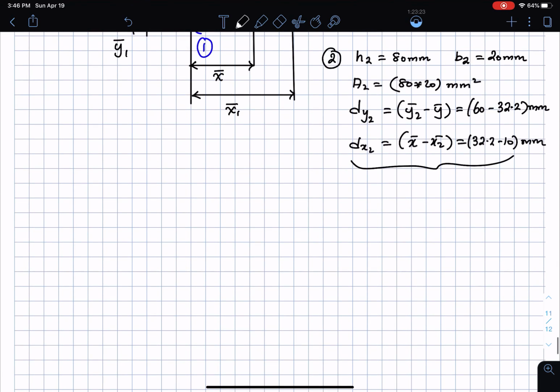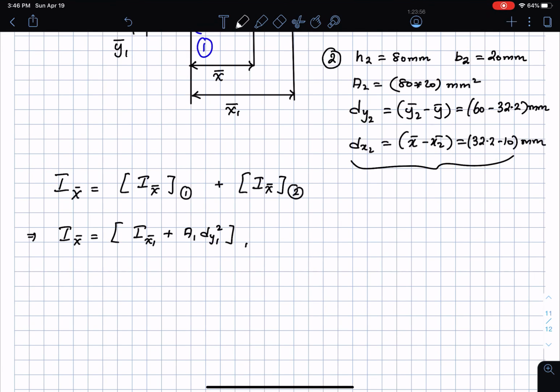Okay, so I'm just going to write the formula here, and then we will leave it with the calculations as such. Okay, so here is the basic idea. If I look at Ix bar, it is going to be Ix bar of shape 1 plus Ix bar of shape 2. Okay, and if I employ the formula, Ix bar is going to be Ix1 bar plus A1 dy1 square for shape 1, plus Ix2 bar plus A2 dy2 square for shape 2.